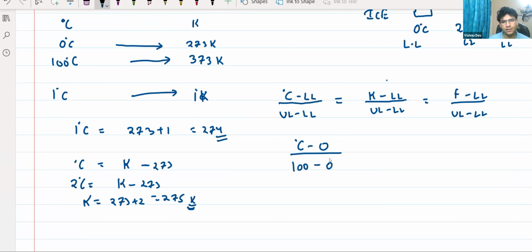So degree centigrade minus 0 divided by 100 minus 0. Clear? Yes or no? Raise your hand. Is equal to Kelvin minus, what is the lower limit of Kelvin? 273. Divided by, what is the upper limit? 373. Exactly. The lower limit is 273.